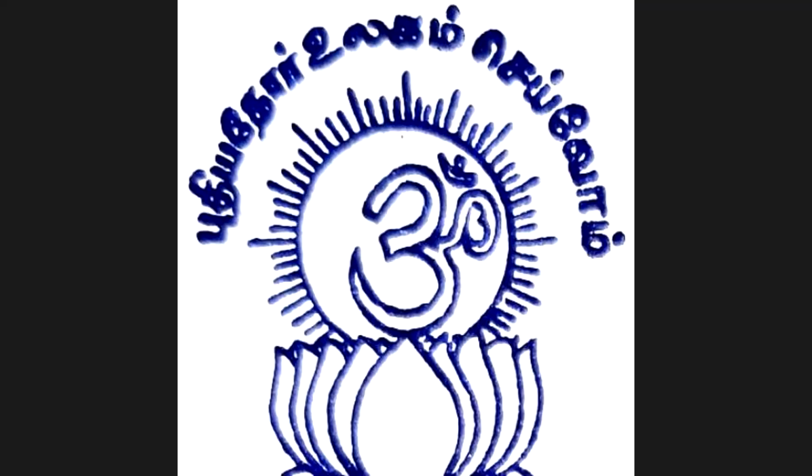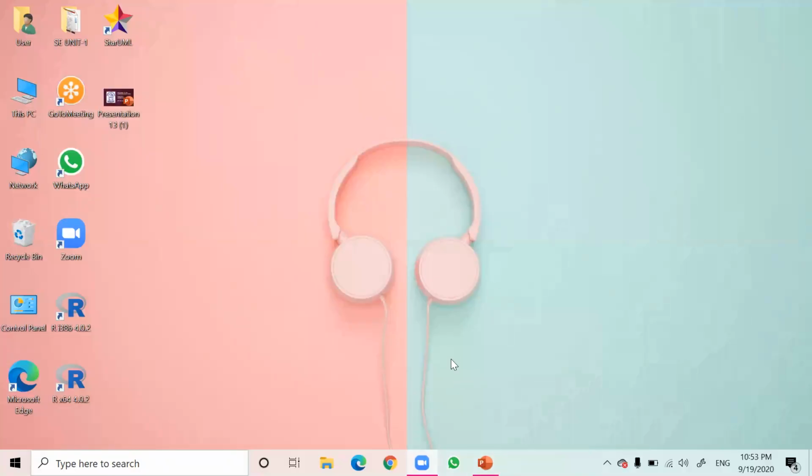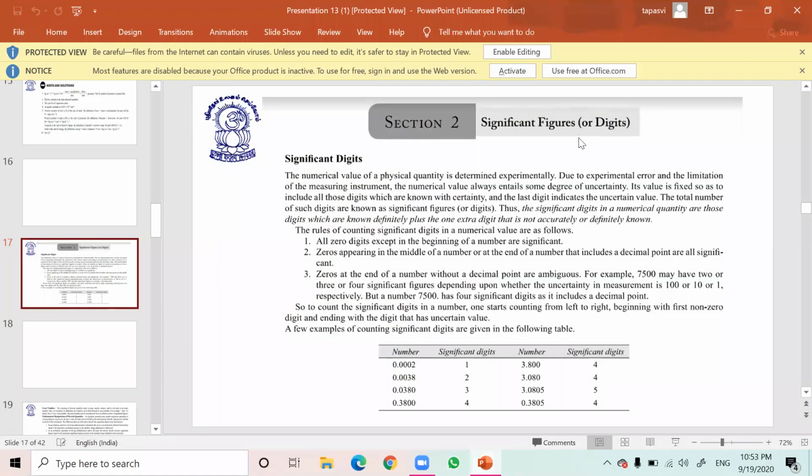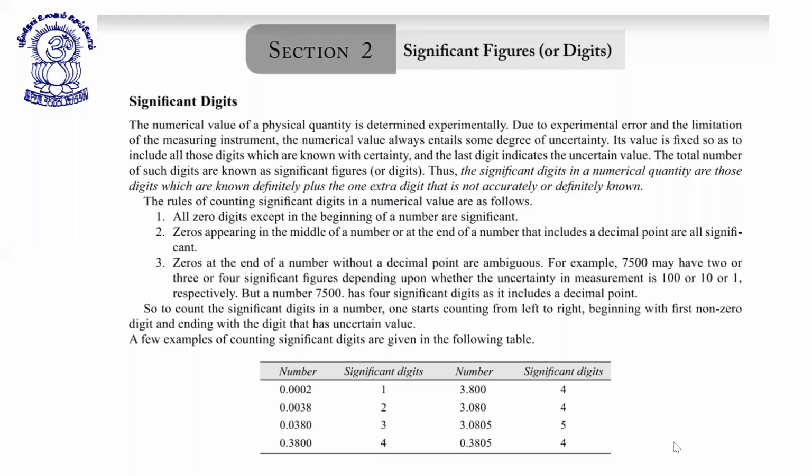Since in the last class we discussed lecture 1, the topic is basic concepts of chemistry, and in that topic we have discussed physical quantities. Now I am discussing lecture 2 for the same chapter, basic concepts of chemistry, that is significant figures. This is also very important from the NEET point of view.